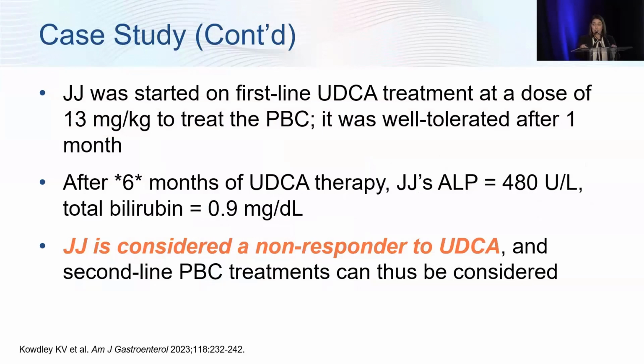So going back to JJ, was appropriately started on first-line urso treatment at a dose of 13 milligrams per kilogram. It was well tolerated, and after 6 months of therapy, the ALK phos was rechecked and still 480. Happily, still a normal bilirubin, but JJ would be considered a non-responder to urso, and this is the point in time where we want to think about an addition of a second-line therapy. Because JJ is tolerating urso, you're going to continue it. And the second line therapies would be in addition to continuing ursodiol.